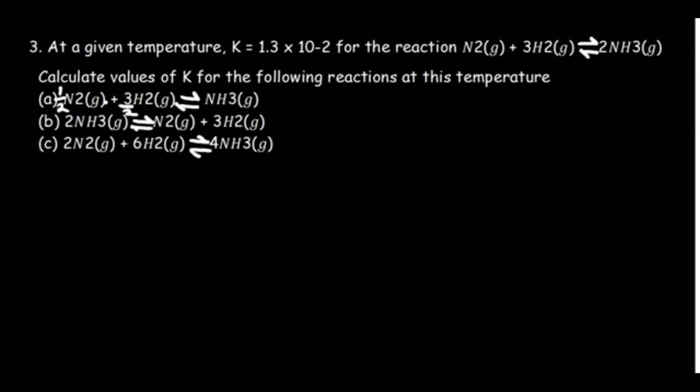Third question. At a given temperature, K is equivalent to 1.3 by 10 to the power negative 2 for the reaction. So our reaction is between nitrogen, so we have that equation there. Nitrogen reacting with your hydrogen to give us what? To give us that.